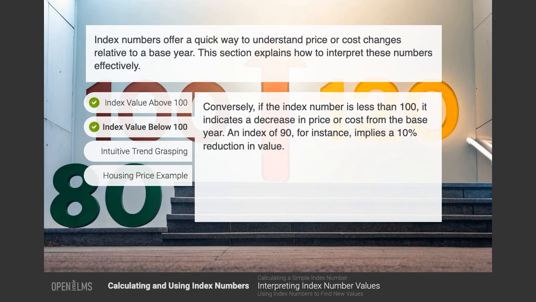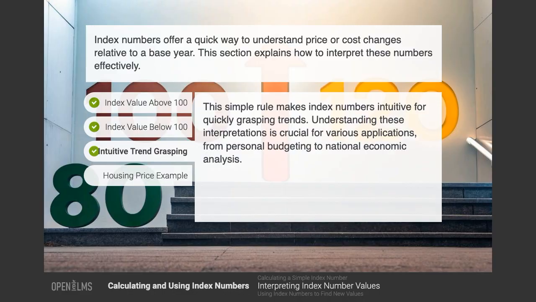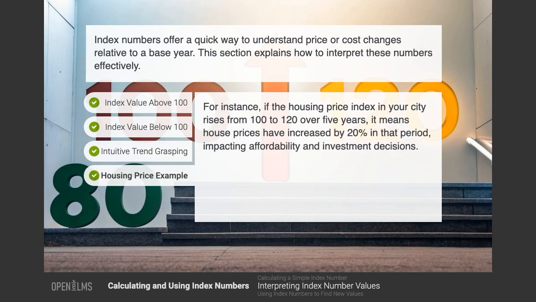Conversely, if the index number is less than 100, it indicates a decrease in price or cost from the base year. An index of 90, for instance, implies a 10% reduction in value. This simple rule makes index numbers intuitive for quickly grasping trends. Understanding these interpretations is crucial for various applications, from personal budgeting to national economic analysis. For instance, if the housing price index in your city rises from 100 to 120 over 5 years, it means house prices have increased by 20% in that period, impacting affordability and investment decisions.